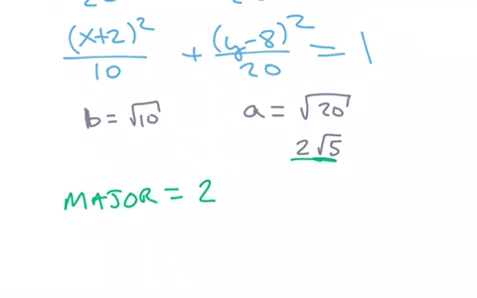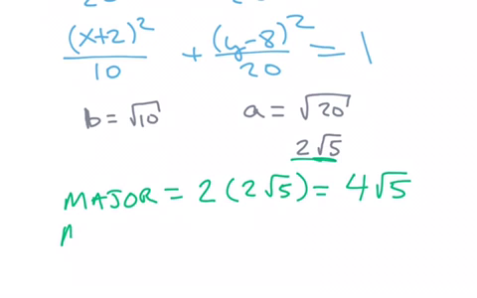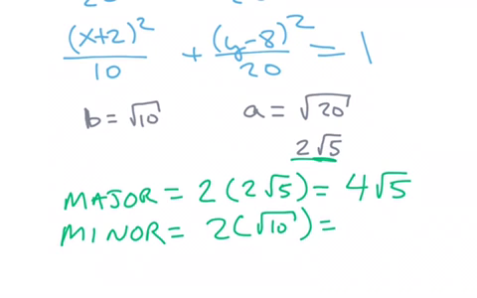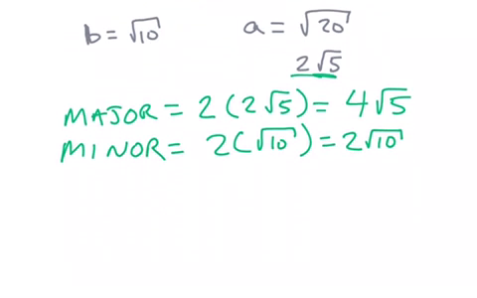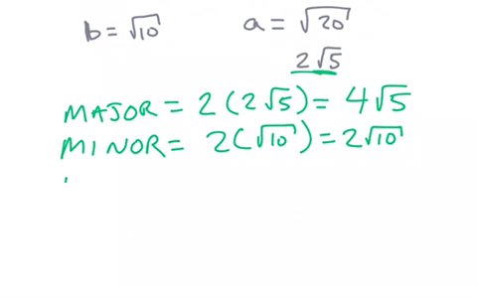So remember, the major is 2 times the bigger, so 2 times this, 2 times 2 times the square root of 5, which gives me 4 square root of 5. The minor is 2 times the smaller one, which is the square root of 10, and that gets me 2 square root of 10.